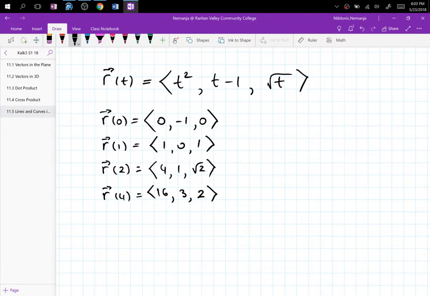You see that I'm getting vectors, right? These vectors have the terminal point. And when you connect the space curve through those terminal points of vectors, you are getting the space curve that this vector represents.